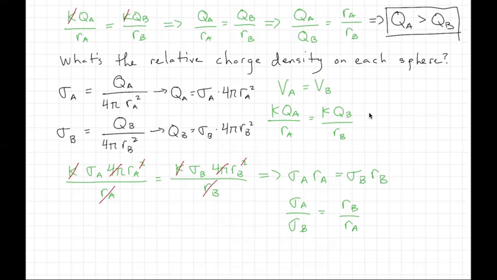And because of the way I've drawn it, where sphere A is larger than sphere B, this suggests that the charge density on A is less than the charge density for B. That's kind of interesting. So in this situation where the potentials are the same on both spheres, that implies that the charges have to be different and that the charge densities have to be different, but in opposite ways. And that's kind of odd.